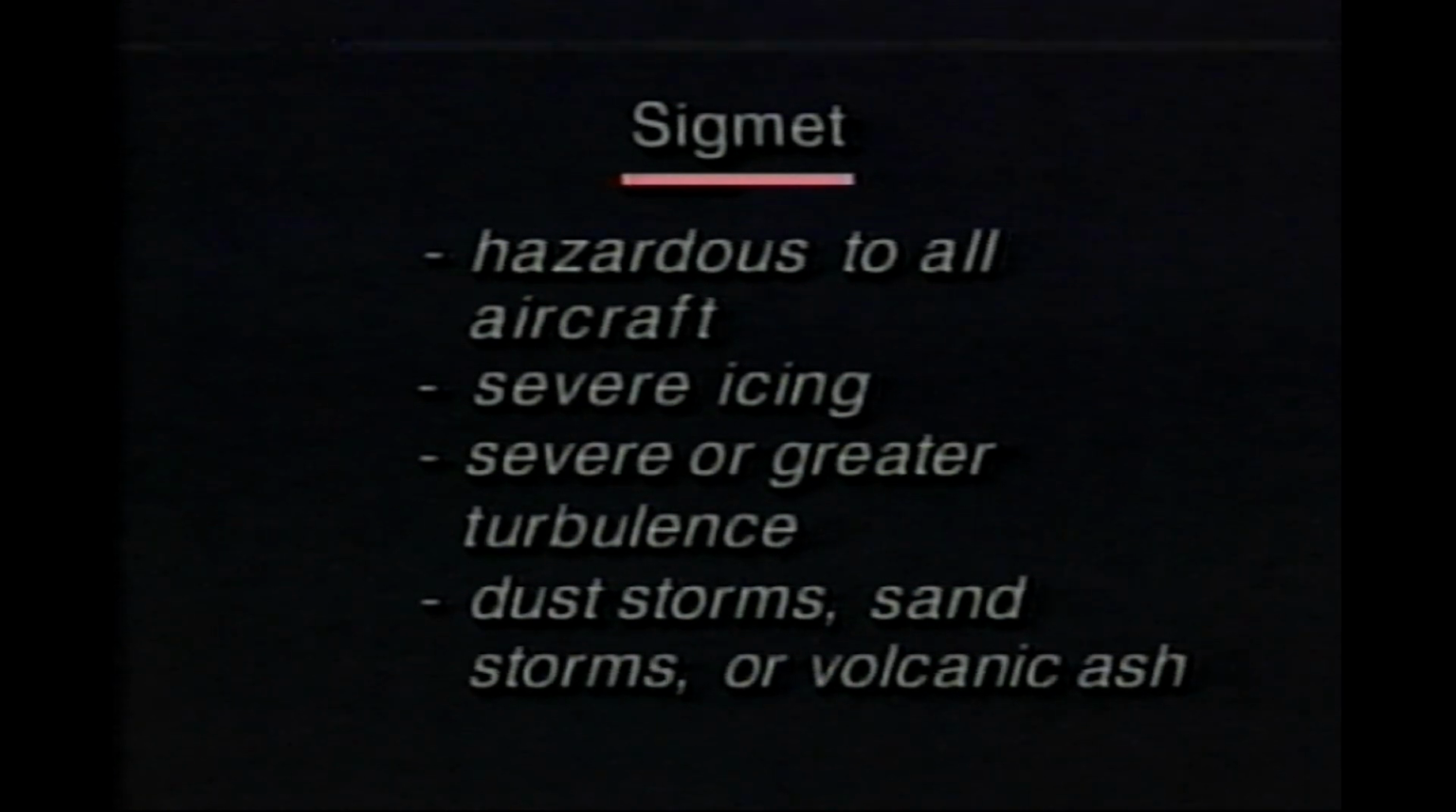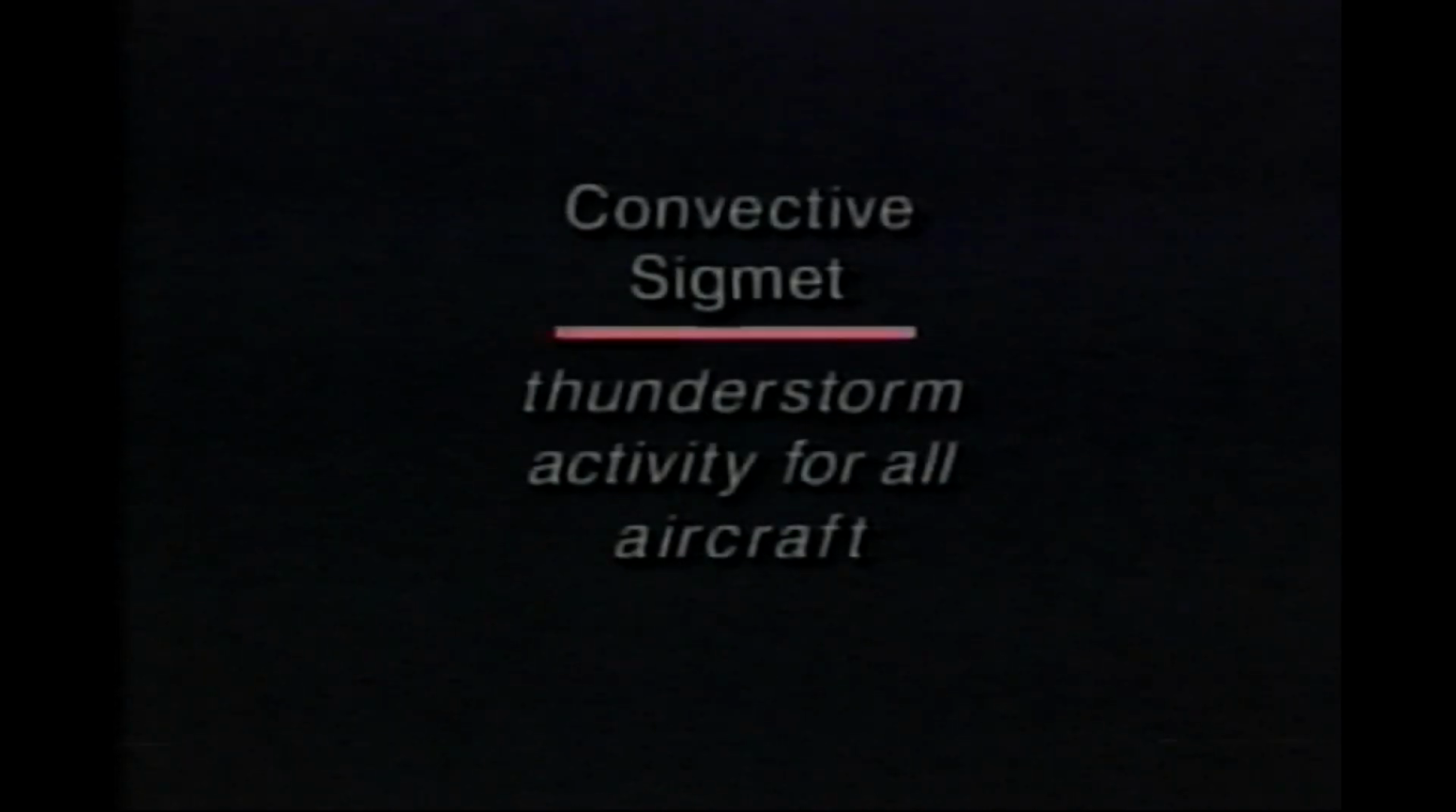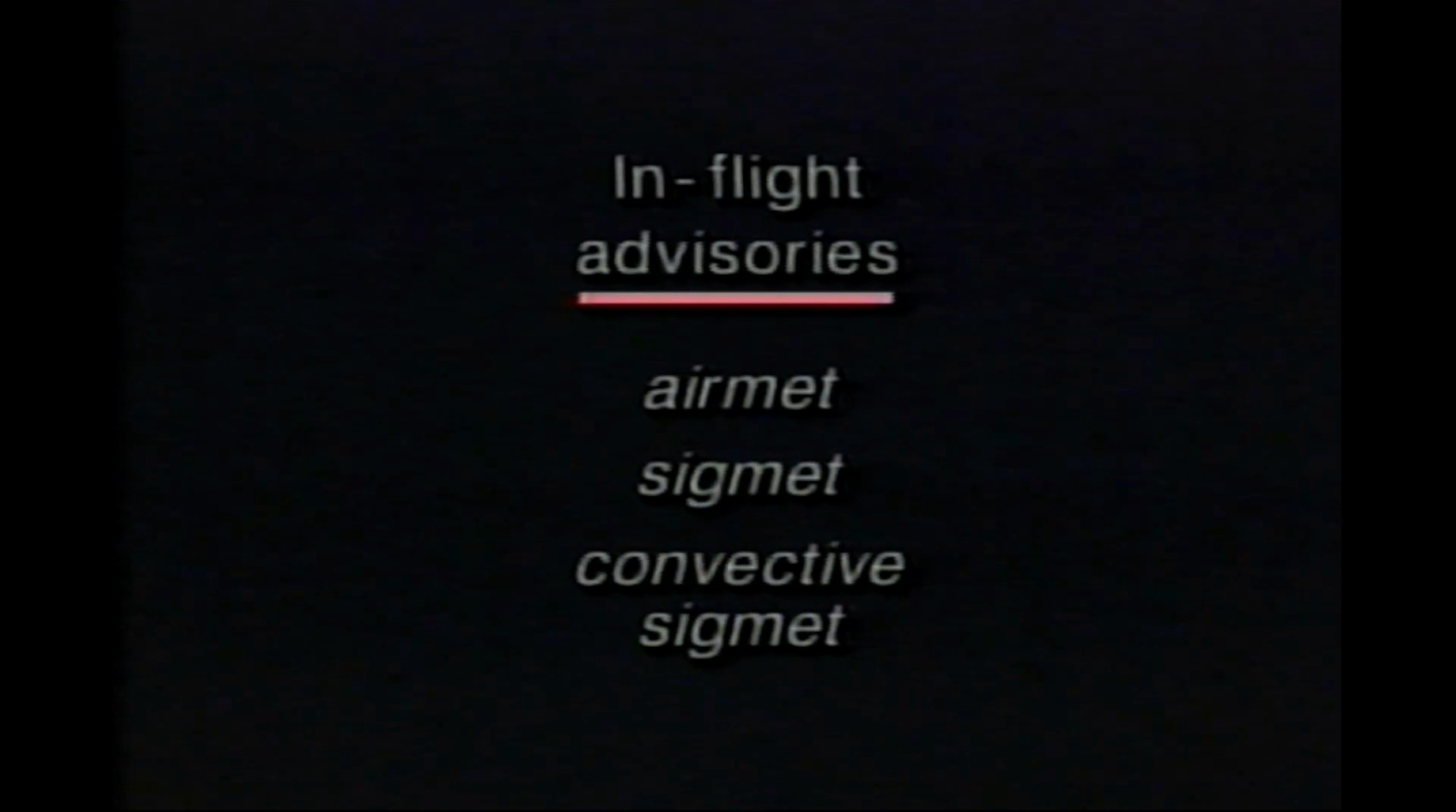Sigmets cover weather that's hazardous to all aircraft, such as severe icing, severe or greater turbulence, dust storms, sandstorms, or volcanic ash. Convective sigmets are issued for thunderstorm activity and are also for all aircraft. All in-flight advisories are broadcast when they first are issued by the flight service station and are referred to by air traffic control. If you ever miss the broadcast, call the local flight service station for the report.